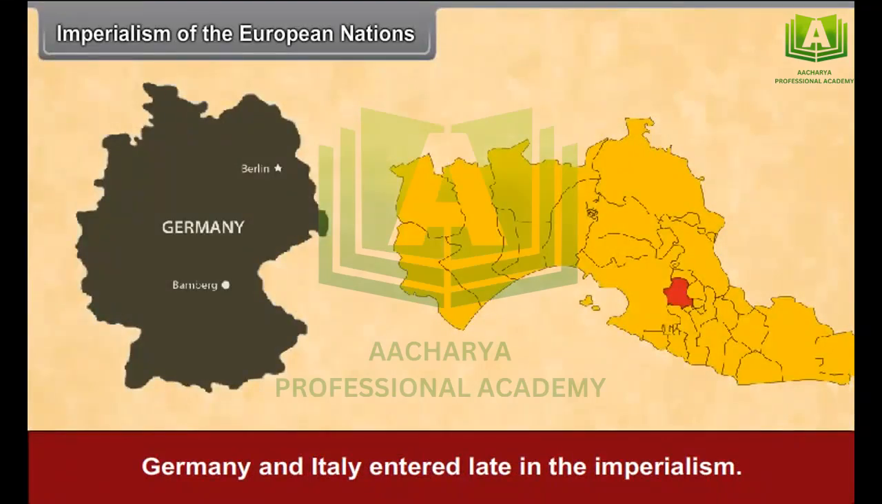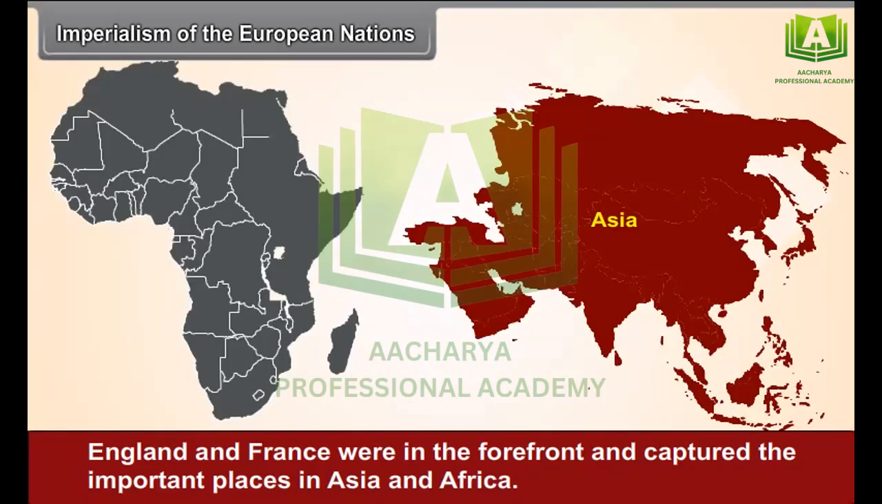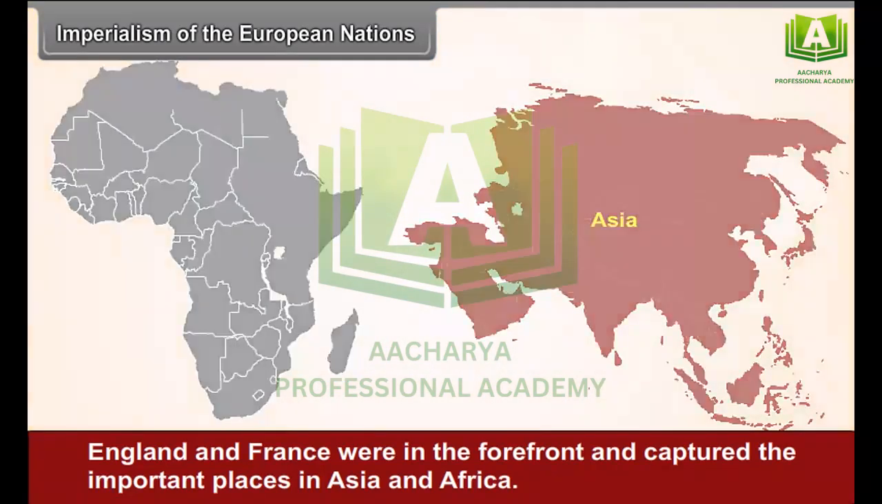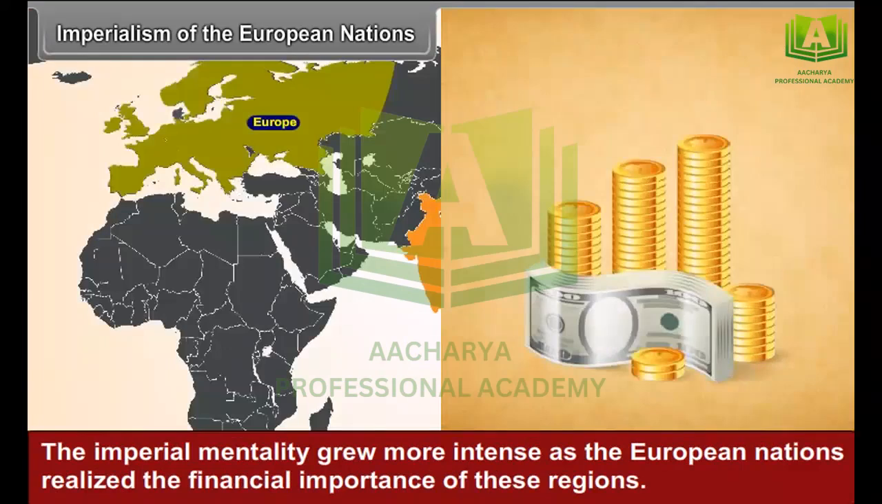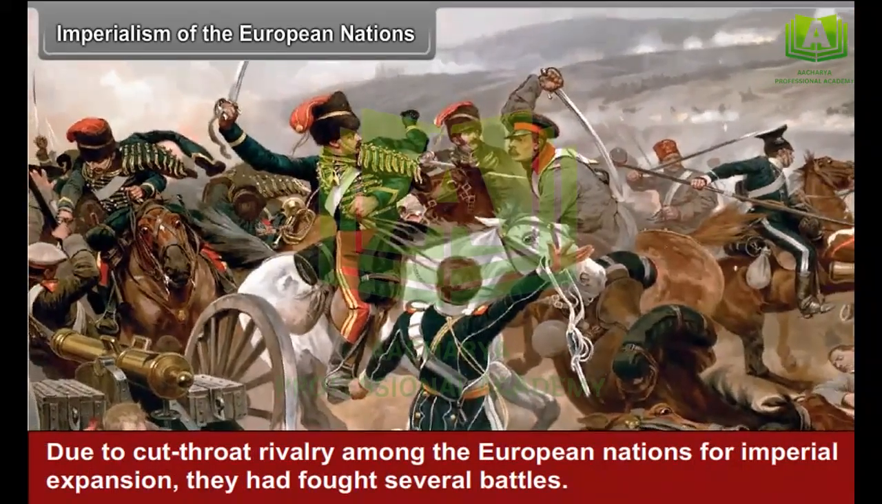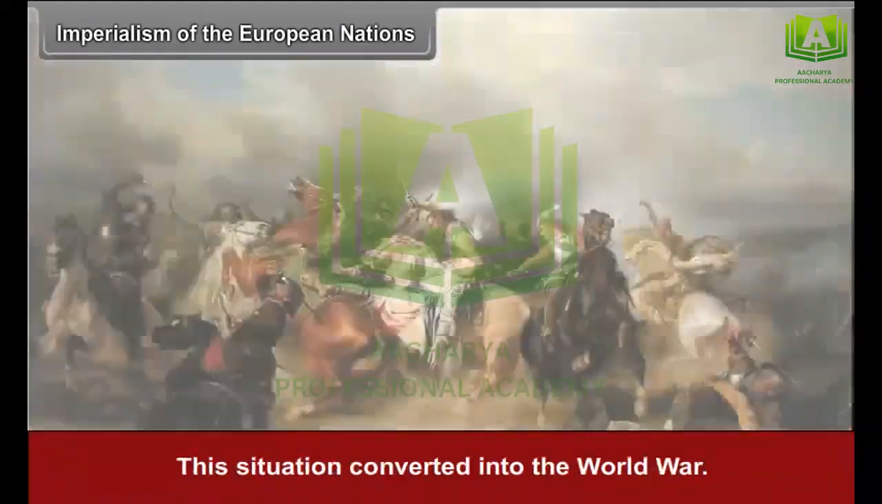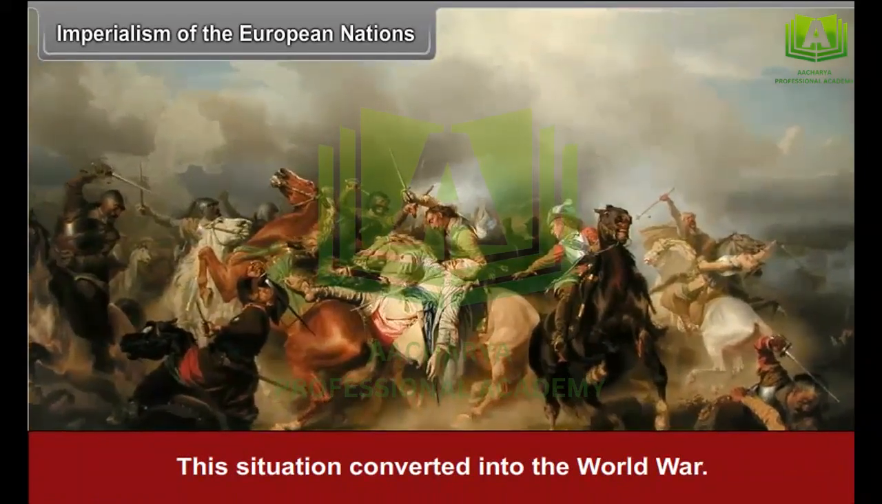Germany and Italy entered late in imperialism. England and France were in the forefront and captured the important places in Asia and Africa. The imperial mentality grew more intense as the European nations realized the financial importance of these regions. Due to cutthroat rivalry among the European nations for imperial expansion, they fought several battles. This situation converted into the World War.